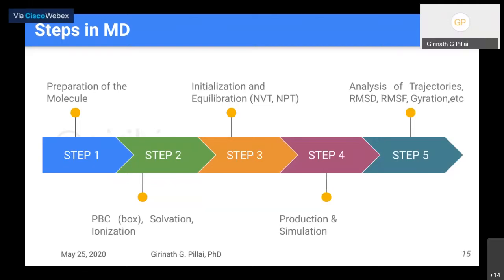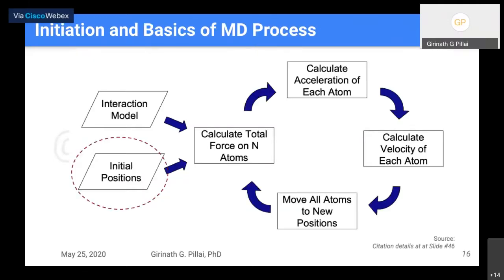So the initiation and basics of MD processes, like the interaction mode and initial position. That's what I told you. The initial positions are always important. So you calculate the total force on n atoms, and then you calculate the acceleration of each atom, then you calculate the velocity of each atom, then move all atoms to the new position.